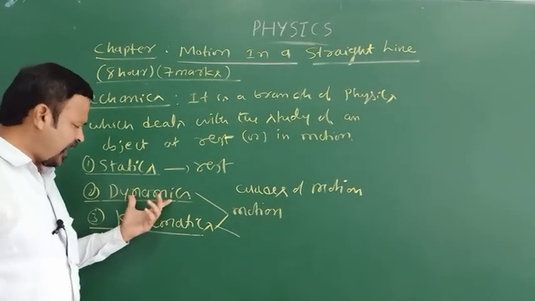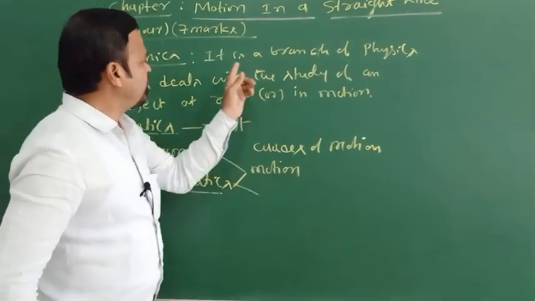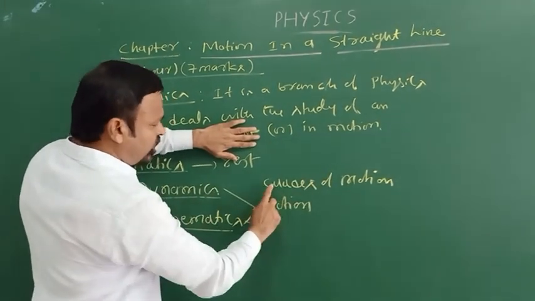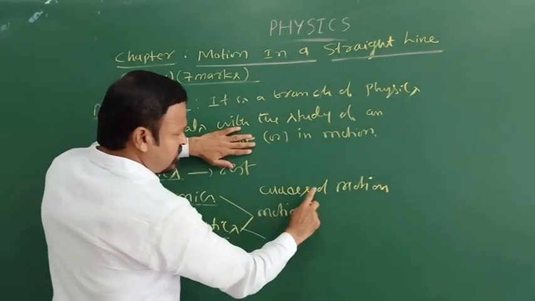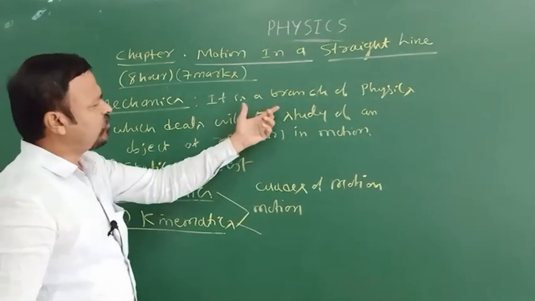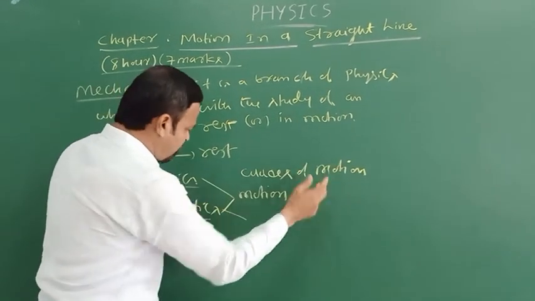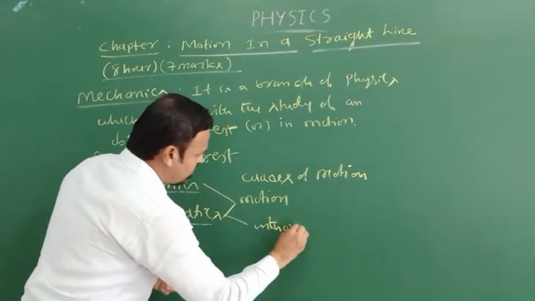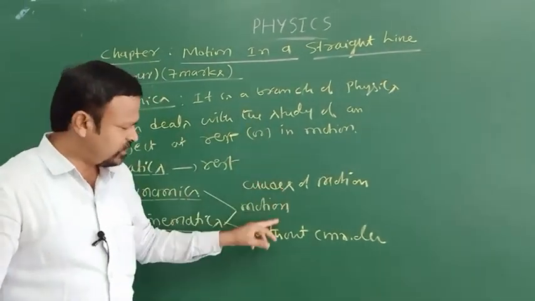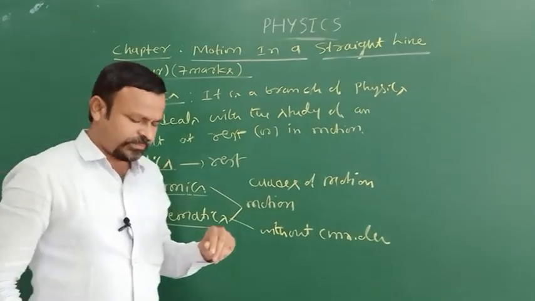We can define dynamics like this. It is a branch of mechanics which deals with the study of an object in motion with considering causes of motion. And kinematics is a branch of mechanics which deals with the study of an object in motion without considering the causes of motion. This is the main difference between dynamics and kinematics.